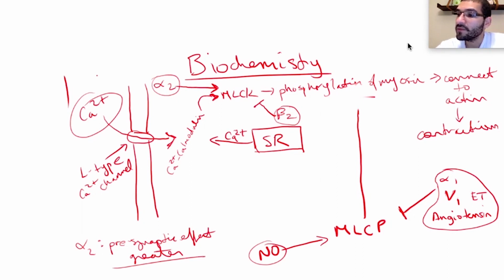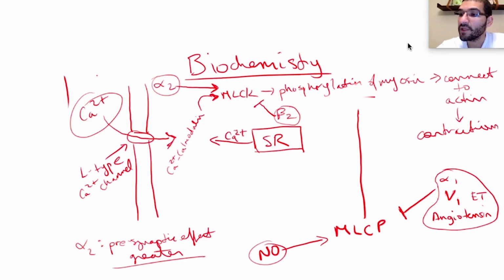So if you look at this pathway, how exactly do these receptors, as well as the molecules that I mentioned in the previous slide, get put into it? Well, on the bottom right, alpha-1 receptors, vasopressin 1 receptors, endothelin and angiotensin inhibit myosin light chain phosphatase. By inhibiting that, you have a longer time in which myosin is phosphorylated and therefore increased contraction. On the other hand, nitric oxide, which is produced in the endothelium, activates myosin light chain phosphatase.